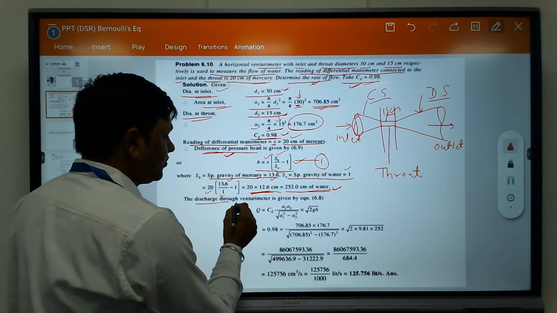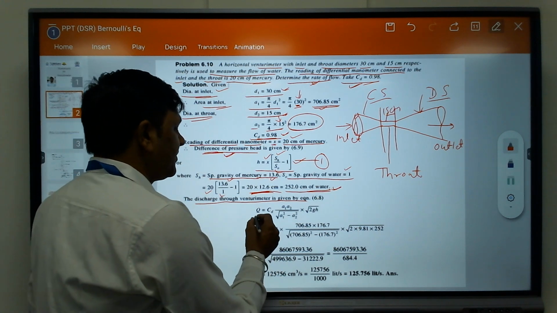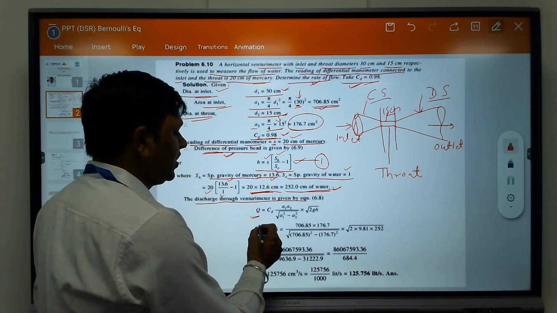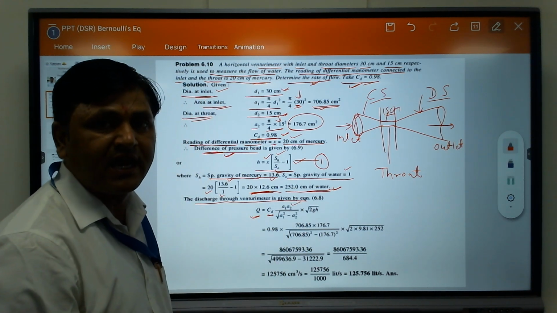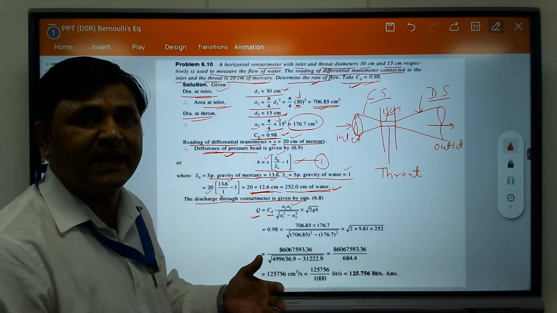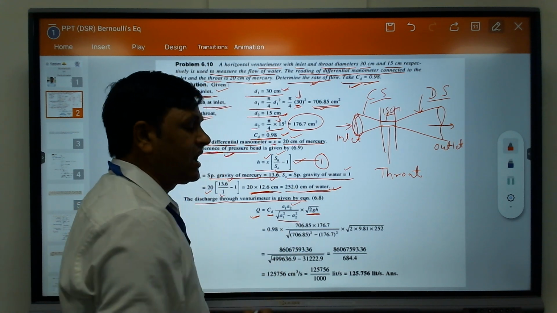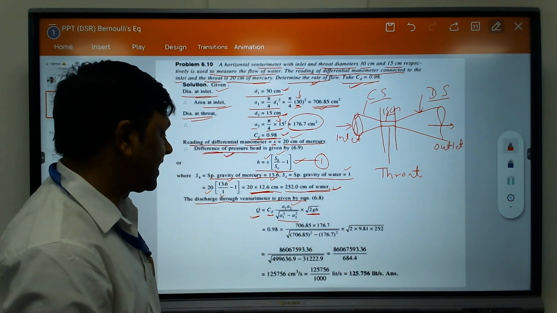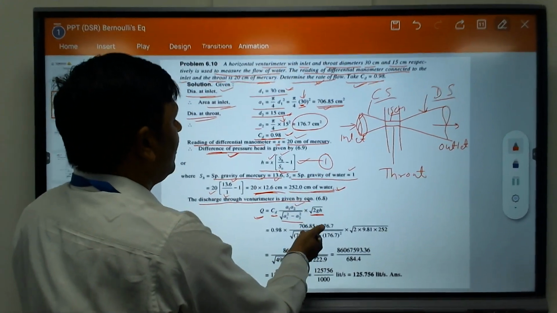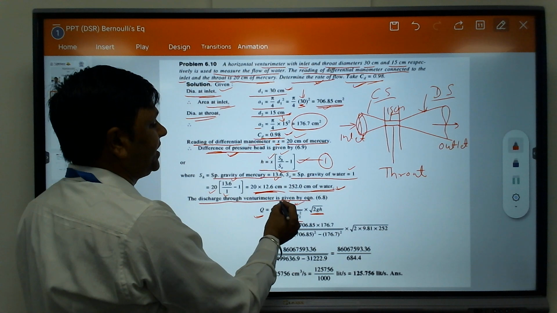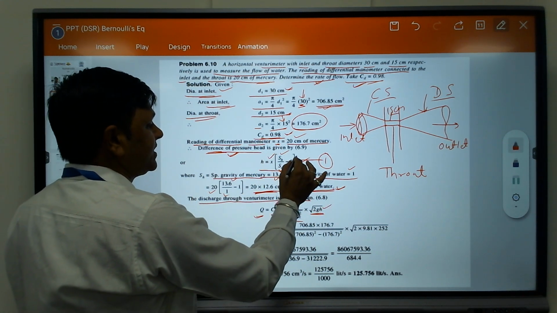Now, discharge through the Venturi meter is given. As you know the formula of discharge, it is equal to CD, the coefficient of discharge, multiplied by A1 times A2, the areas of the inlet section and the outlet section, and under root 2gH upon under root A1 square minus A2 square. And obviously, according to the problem, we have all the values A1, A2, CD and H. H has also been calculated using this equation.